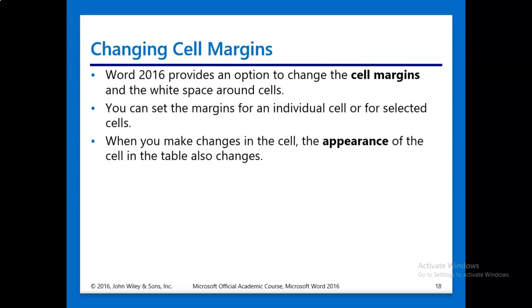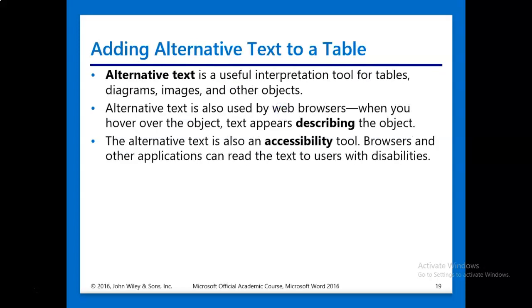Changing the cell margins. Word 2016 provides an option to change the cell margins and the white space around cells. You can set the margins for an individual cell or for selected cells. When you make changes in the cell, the appearance of the cell in the table also changes. You can also add alternative text to a table.